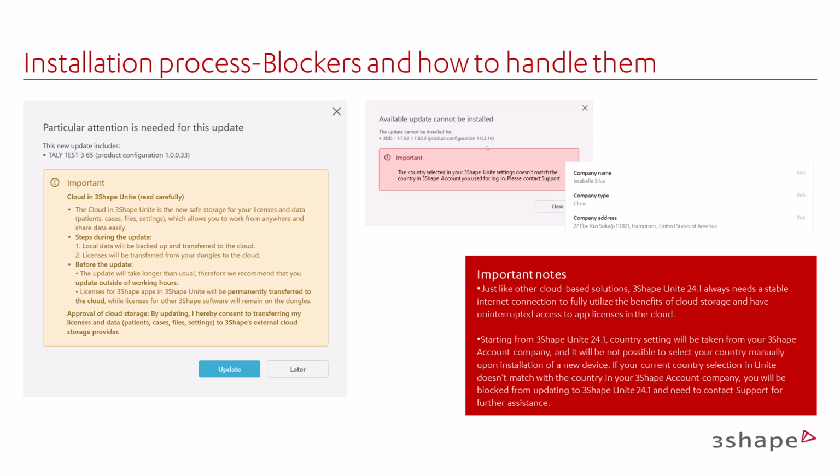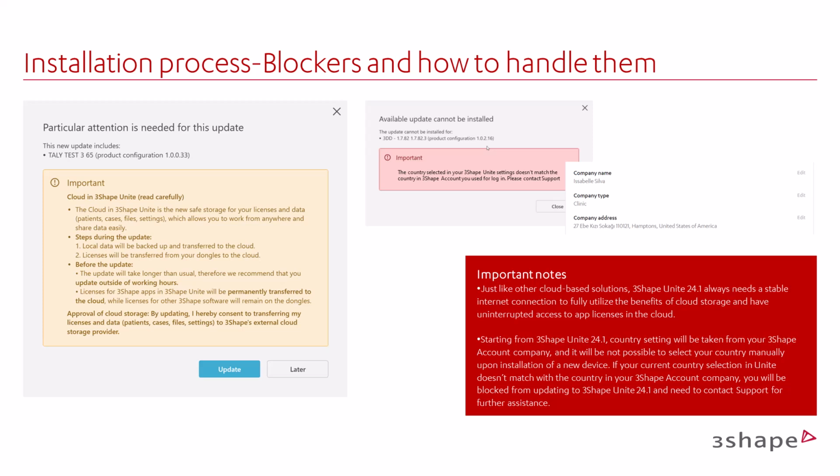It's crucial to note that, like any other cloud-based solution, Unite 24.1 requires a stable internet connection to fully utilize the benefits of cloud storage and to ensure uninterrupted access to app licenses in the cloud. A poor internet connection can potentially hinder the installation process.